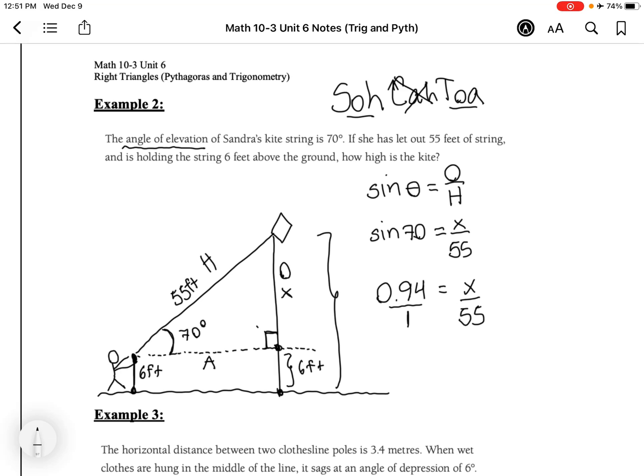Now to solve for x, you have to look at what's being done to it. I'm dividing x by 55. How do I undo that? I multiply both sides by 55.